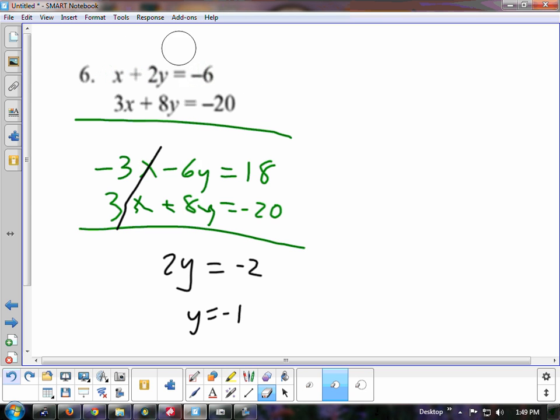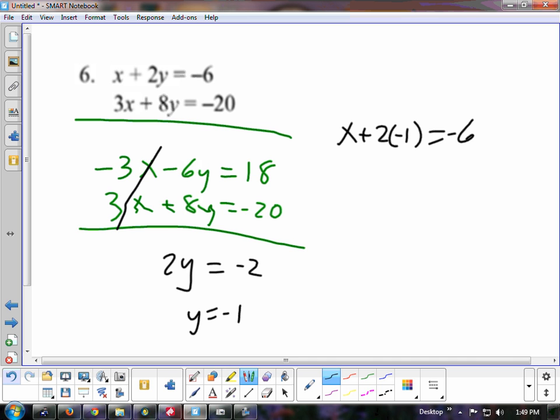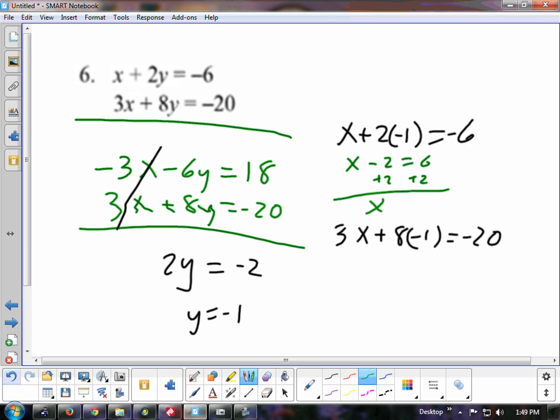I'm going to go back to my original equation. Not the one I adjusted, the original. I'm going to take x plus 2 times negative 1. Does that equal negative 6? And figure out what x is. And I'm going to take 3x plus 8 times negative 1 and see what that equals to make negative 20. I'm going to do the math on both. X minus 2 equals 6. Add 2. X equals 8. 3x minus 8 equals negative 20. Add 8. Add 8.